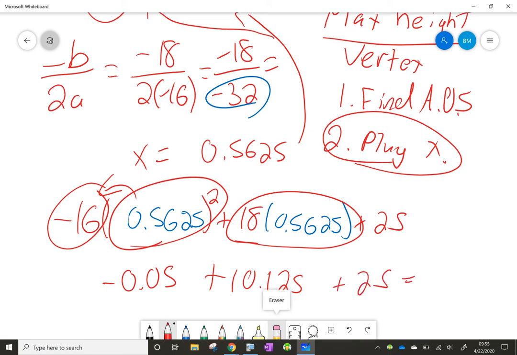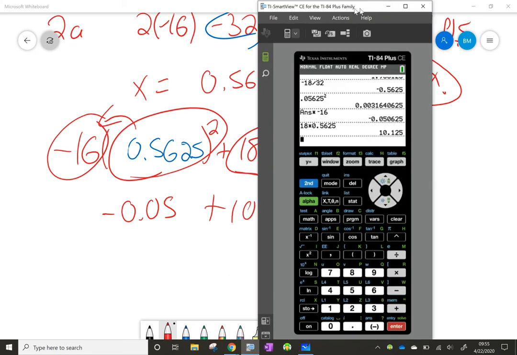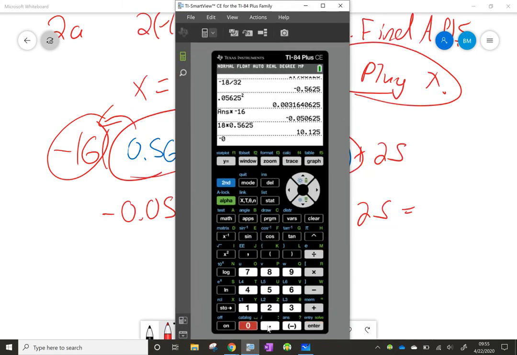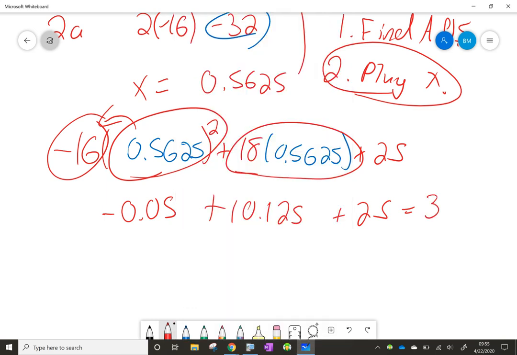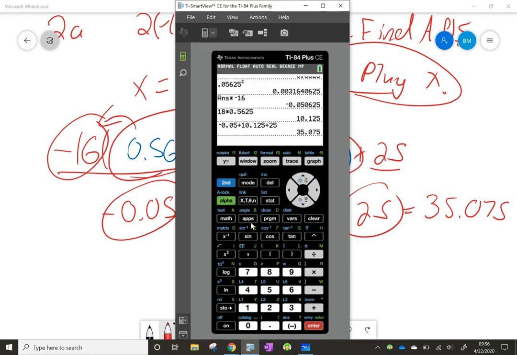So if we add all those numbers together, you'll end up with, so we have negative 0.05 plus 10.125 plus 25. We get 35.075. So that's if you want to do it piece by piece, like the first part, the second part, and then the third part. But if you have a calculator like mine, you could just type everything in at once. So I'll show you, that's how I did it.